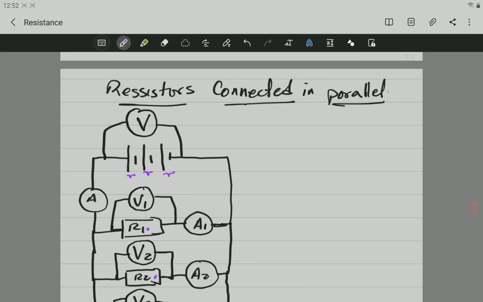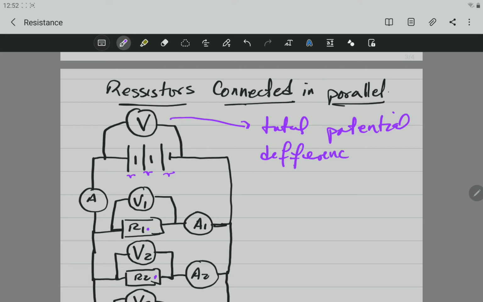All right. Now we have a voltmeter here. This is a voltmeter, and that voltmeter is measuring the total potential difference of the battery. In other words, the EMF. All right, that is important. Now, let's start with potential difference.